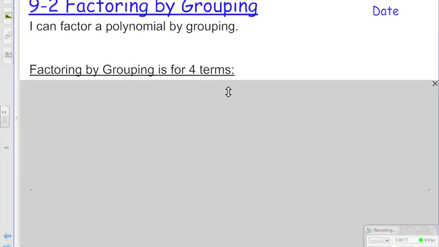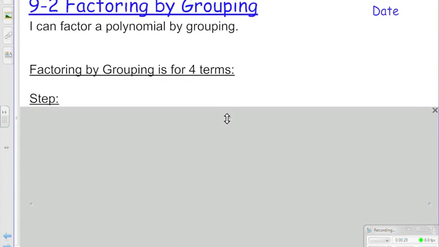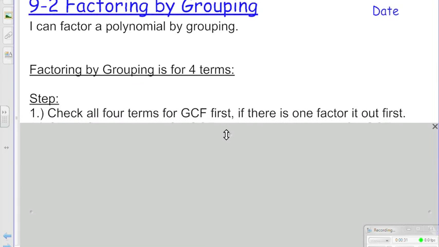So factoring by grouping is for 4 terms. Last time we factored by GCF, which was for any number of terms. But grouping is specifically for 4 terms. So step 1 is to check all 4 terms for a GCF first. If there is one, factor it out first. So no matter what type of factoring we do, our first step is always going to be to check for GCF. It's always going to be the very first thing we do in all of our factoring.